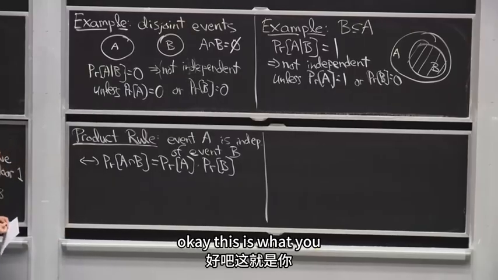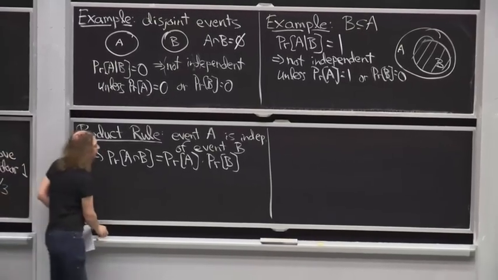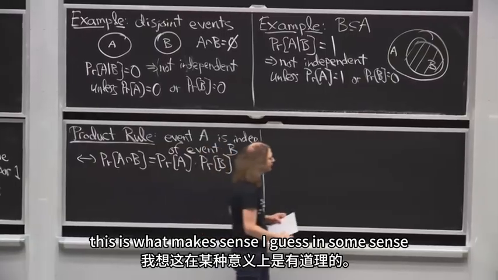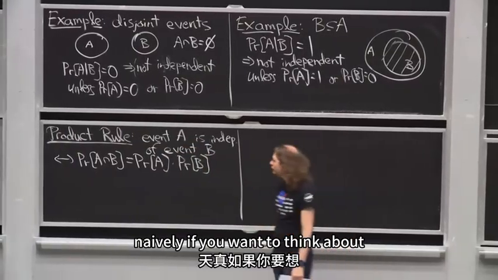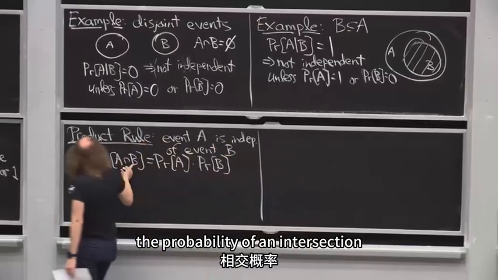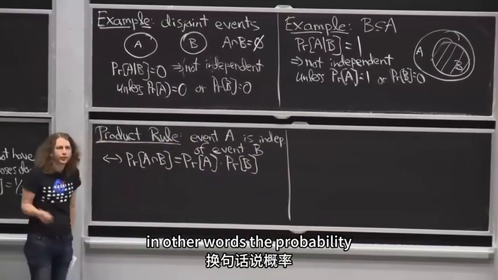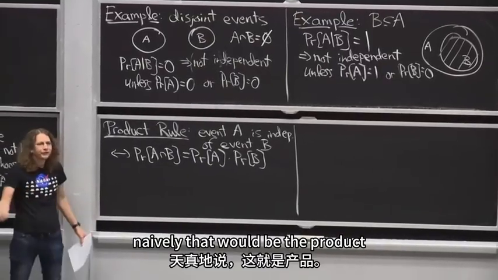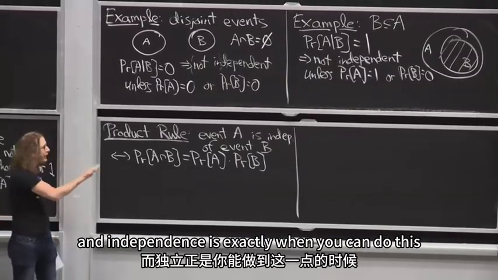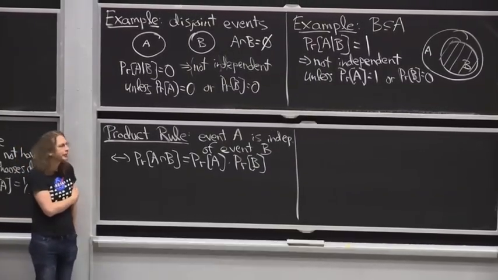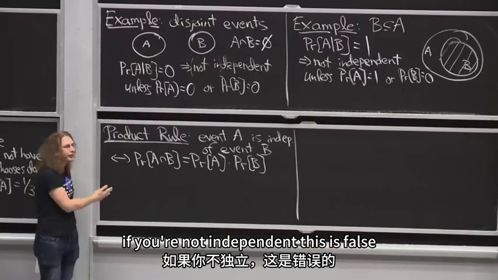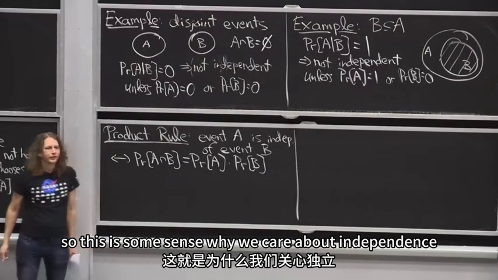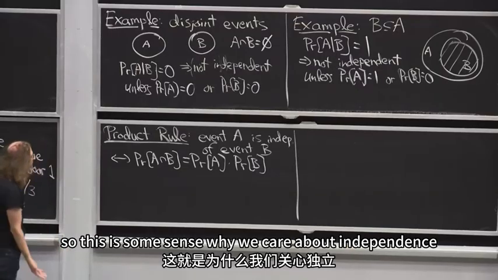This is what makes sense, in some sense. Naively, if you want to think about the probability of an intersection, in other words, the probability of one event happening and another event happening, naively, that would be the product. And independence is exactly when you can do this. If you're independent, this is true. If you're not independent, this is false. So this is, in some sense, why we care about independence.